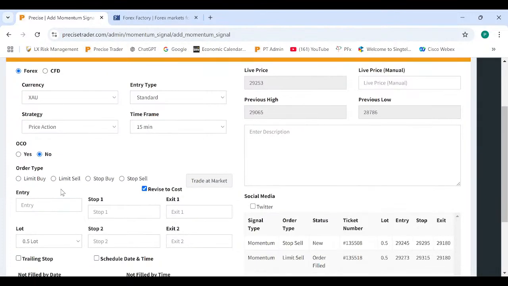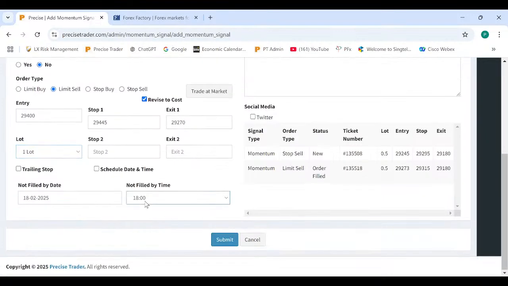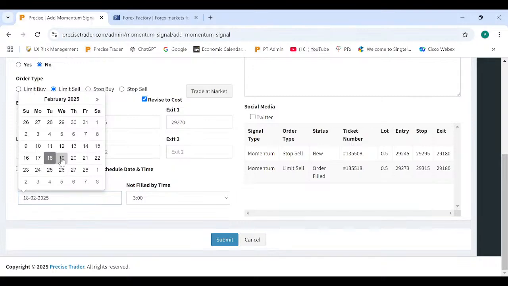If it really shows some strength, then we will try to sell at 2940, 44 half. And if I sell at 40, my TP should be above 27 or 25. So we'll put it as 27. This is one lot. And this one I want to go until the next time bell, which is 3 a.m.